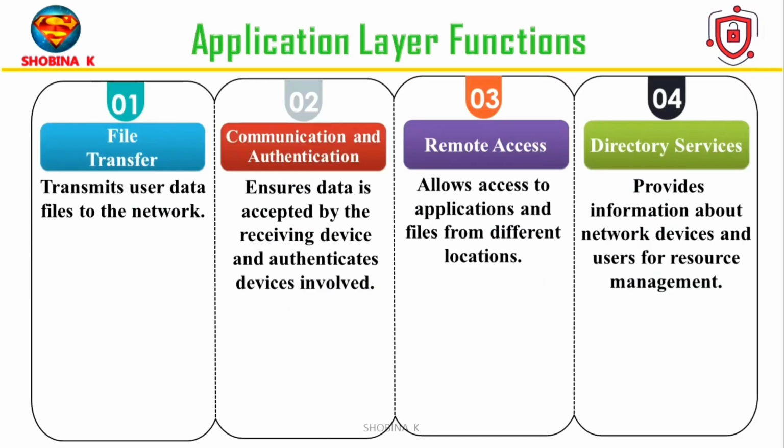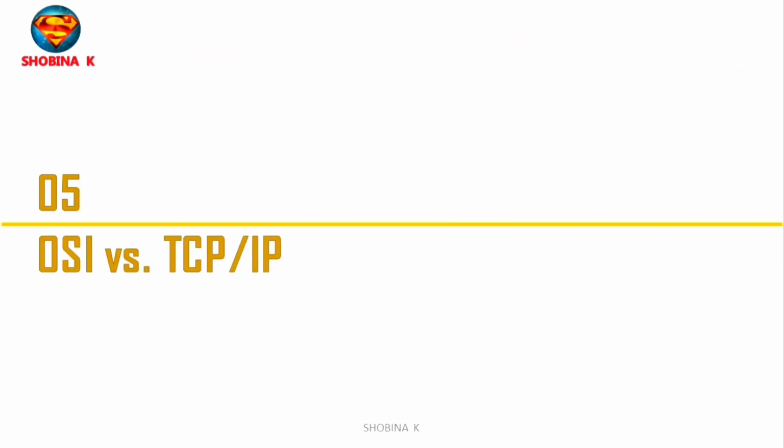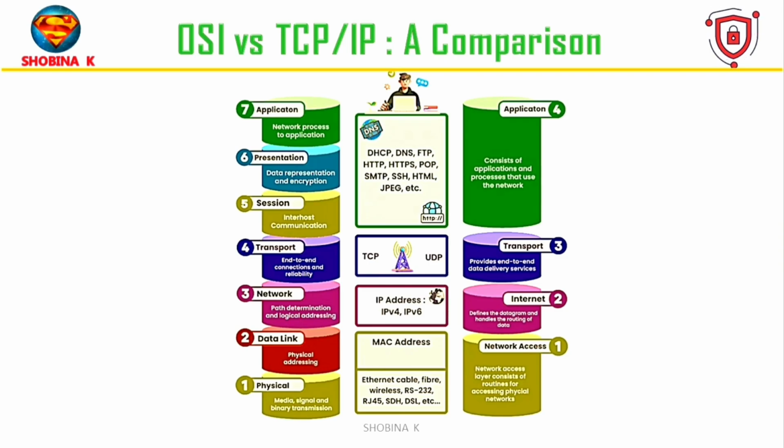Therefore, these functions ensure that applications can communicate effectively and access resources without interruption. We have now covered 7 layers of the OSI model and their functions. Now let's see the key differences between the OSI model and the TCP/IP model. In the next video, I'll explain the TCP/IP model in detail.